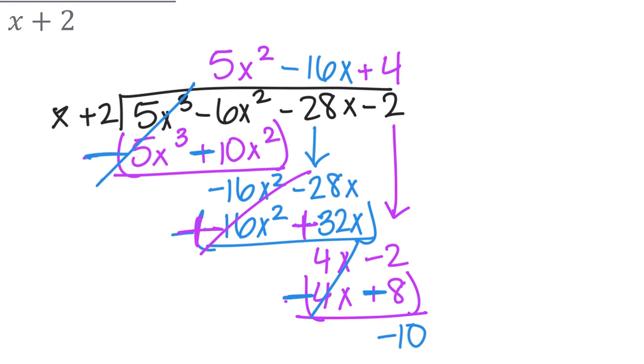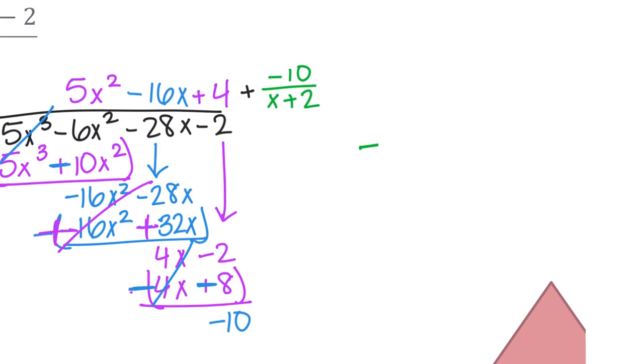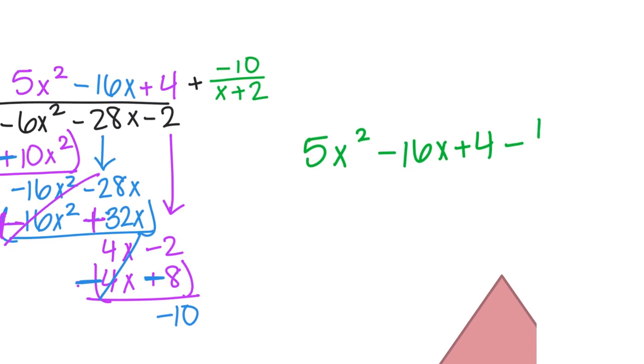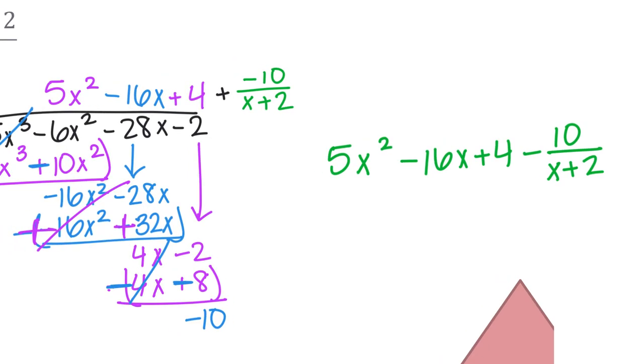Remember the setup. I'm going to add my remainder. Let me go ahead and write it in a different color. Remainder over your divisor, which is x plus 2. Okay, you could write it like that, or you could write it as 5x squared minus 16x plus 4 minus 10 over x plus 2. Those are your two options for answers. You can either write it this way or add.